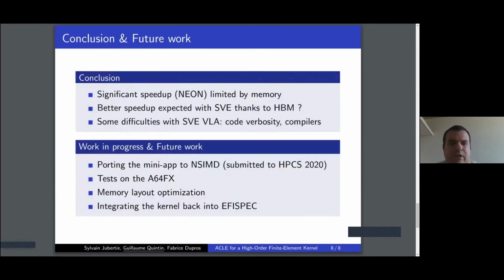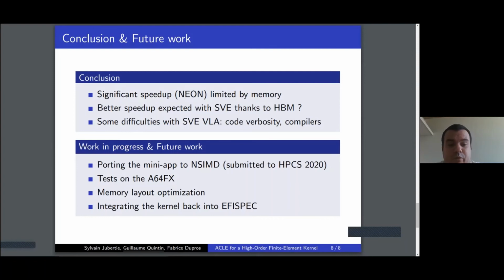So in conclusion, we have a significant speedup limited by memory. We hope that we will have a better speedup on a real SVE machine due to HBM. As I said, we have some difficulties writing explicit intrinsic code, so what we will do now is port the mini app to NSIMD. NSIMD is a vectorization library, so a lot of the verbosity that I talked about, operator overloading, stores and loads, will disappear with NSIMD.